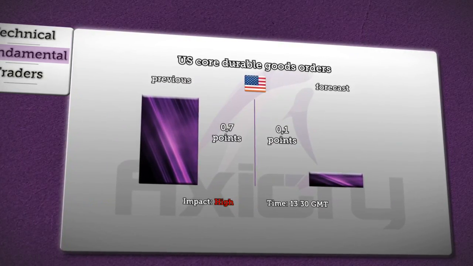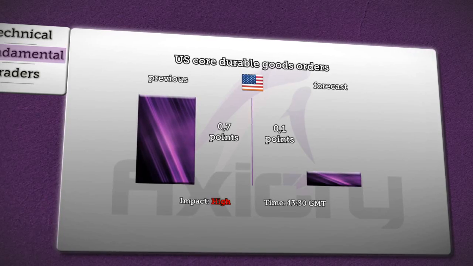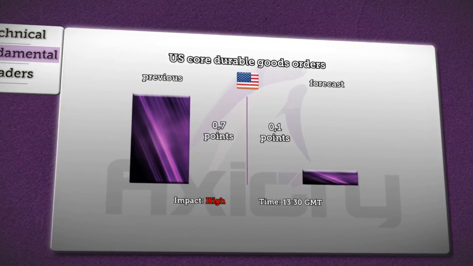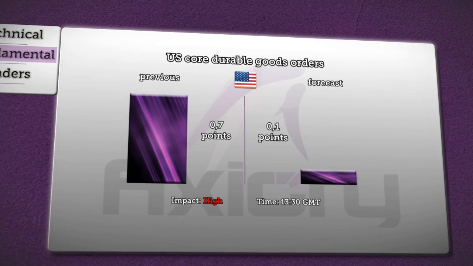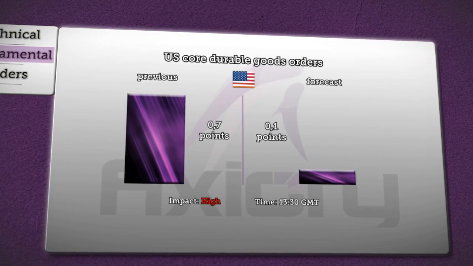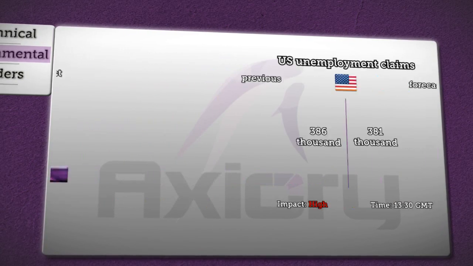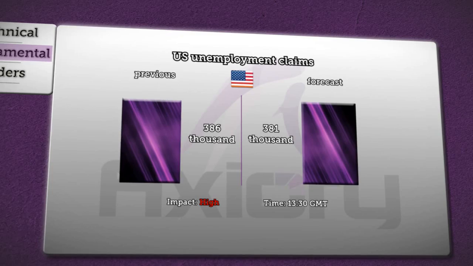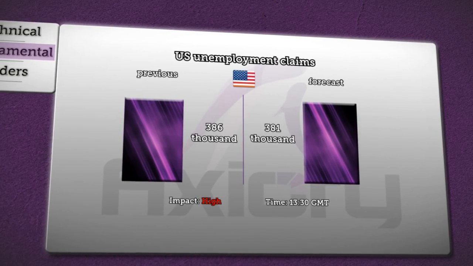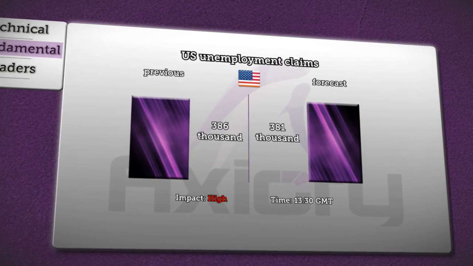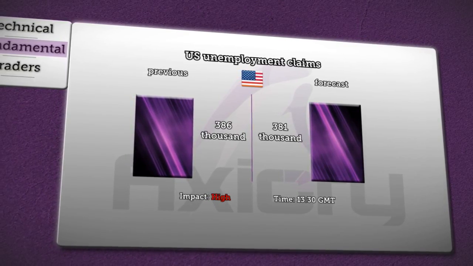Next, at 1:30 p.m. GMT, one of three statistics from the United States is going to be published. All three will have a high impact on the dollar, and the first will concern core durable goods orders, which are expected to decrease from 0.7 to 0.1% rise. Second news is about unemployment claims. In a previous week, jobless claims increased to 386,000 people and now declined to 381,000 people is awaited.